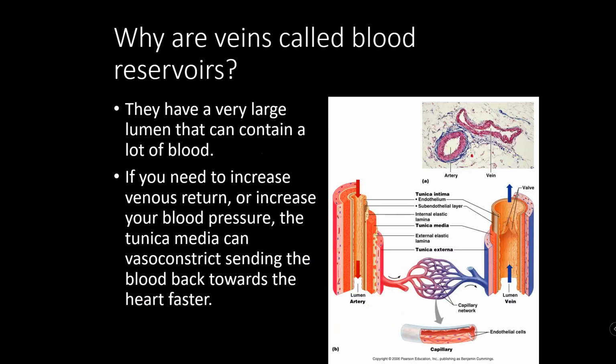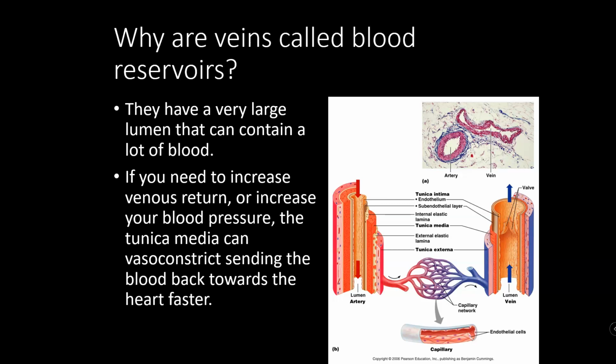Okay. This was something I sort of alluded to earlier. Why are veins called a blood reservoir? So remember, the lumen of a vein is really big. The pressure in a vein is very low. Those two things mean that the blood can just sit there and sort of pool in the vein and hang out in the vein, and not go anywhere.